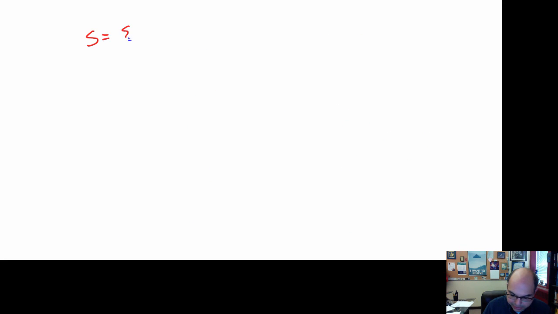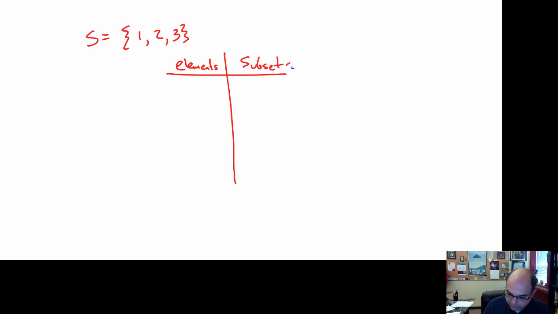Let's say that S is equal to the set 1, 2, and 3. I'm going to line them up in this way, so I have the elements and the subsets. The elements are easy. That's just 1, 2, and 3. And I'm going to claim that the power set actually contains only 3 elements. So let's say that this is the empty set, this is the set 1, 2, and this is the set that contains 2. I claim that this is all of the subsets in a power set. Of course, that's not true, but that's the point.